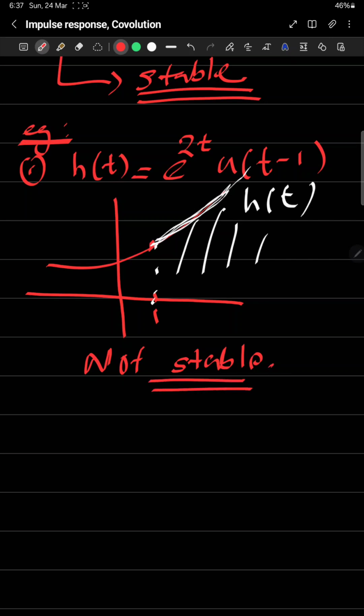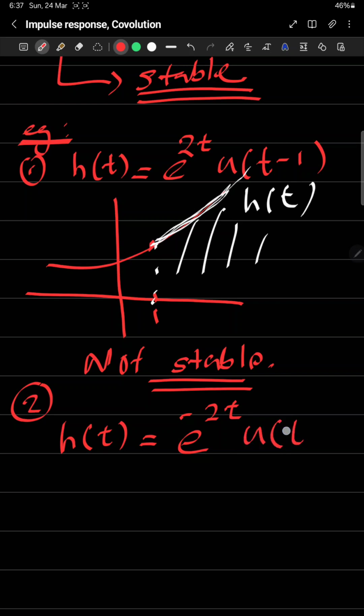So you can check this mathematically also, but I am approaching it graphically. Then second thing, let's consider another example. Say h of t is equal to e raised to minus 2t into u of t minus 1.